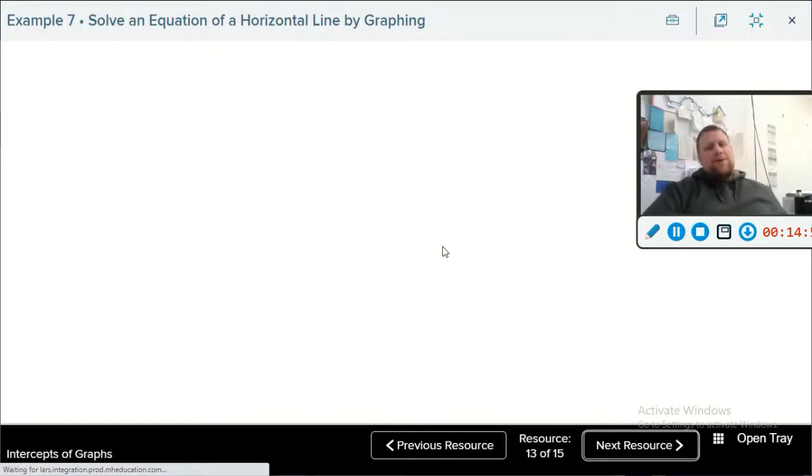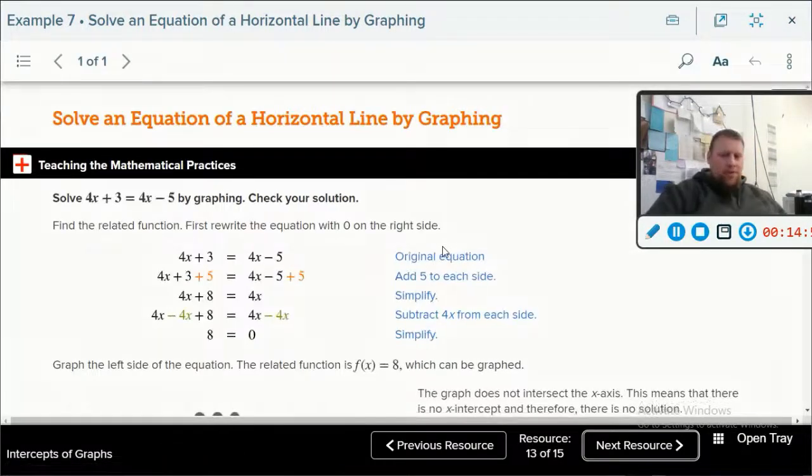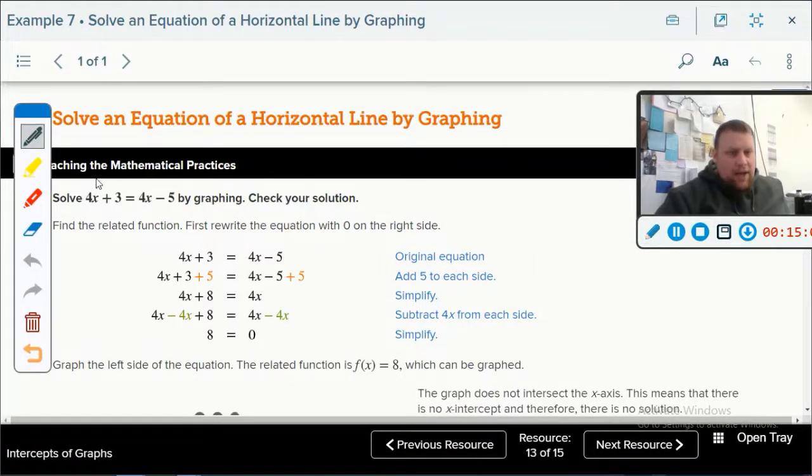What happens, though, if there's a horizontal line? So we've run into and talked about the concept of no solution. Well, I want to talk about what that really means in terms of graphing. So let's look at this right here. 4x plus 3 equals 4x minus 5. Now, most of the time I tell you guys, hey, we're going to end up getting rid of the 4x's and we're just left with 3 equals negative 5. That's no solution. But let's carry this a step further.